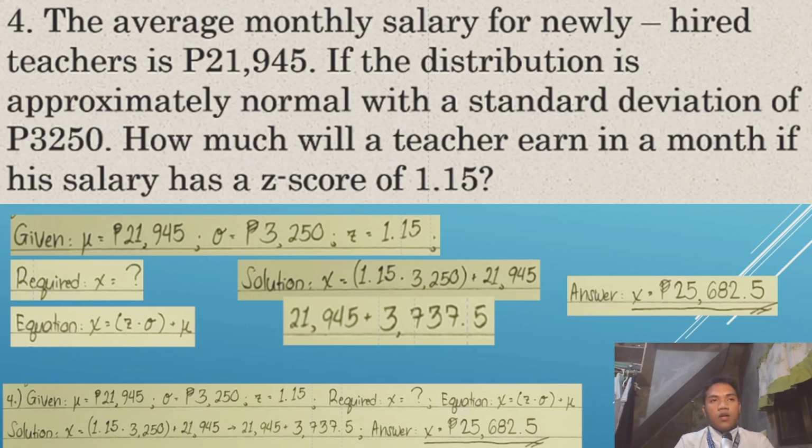Now, what is missing is the random variable x. Now, to get it, we're gonna multiply the z-score to the standard deviation, then the product will be added to the mean. Now, to substitute the given values to the formula, we have the 1.15 as our z-score multiplied by the 3,250, which is the given standard deviation. Now, the product will be added to the mean, which is our 21,945. Now, if we add it, we have the answer of 25,682.5 pesos.